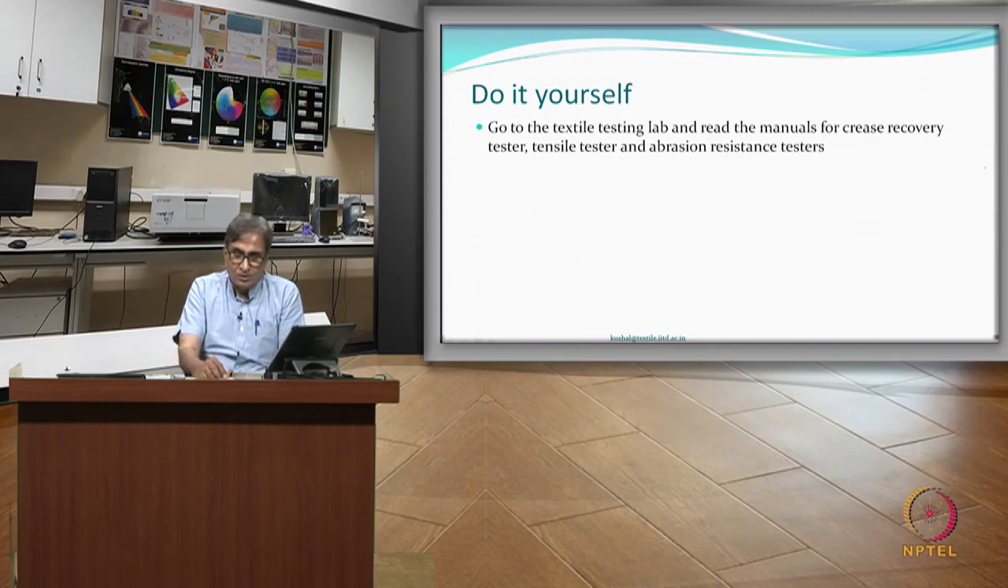So, you can go to your lab and check your manuals to find out how crease recovery testing is done, how tensile testing is done, how abrasion tests are measured, or even bending length, etc. So, you have some first-hand knowledge of how these tests are performed, and you may then correlate why whatever we talked about is true.